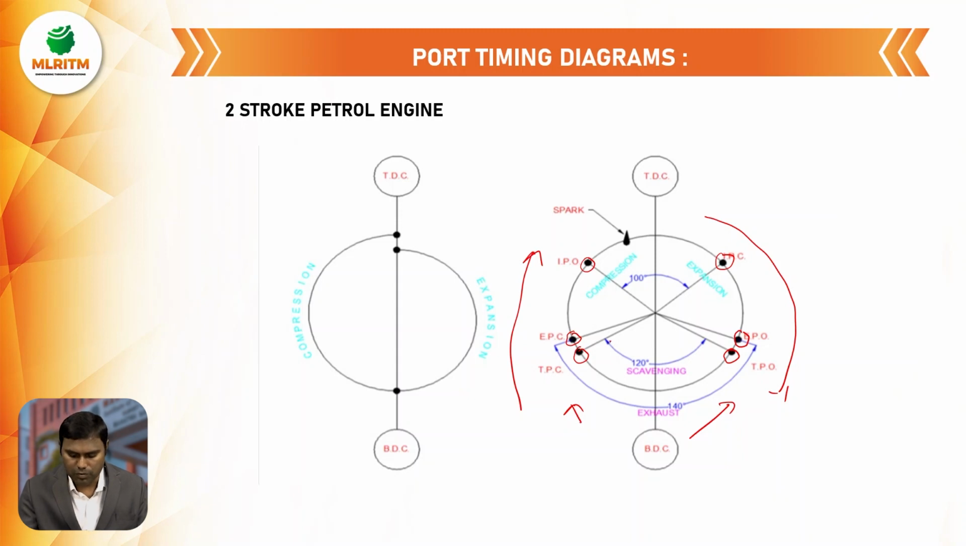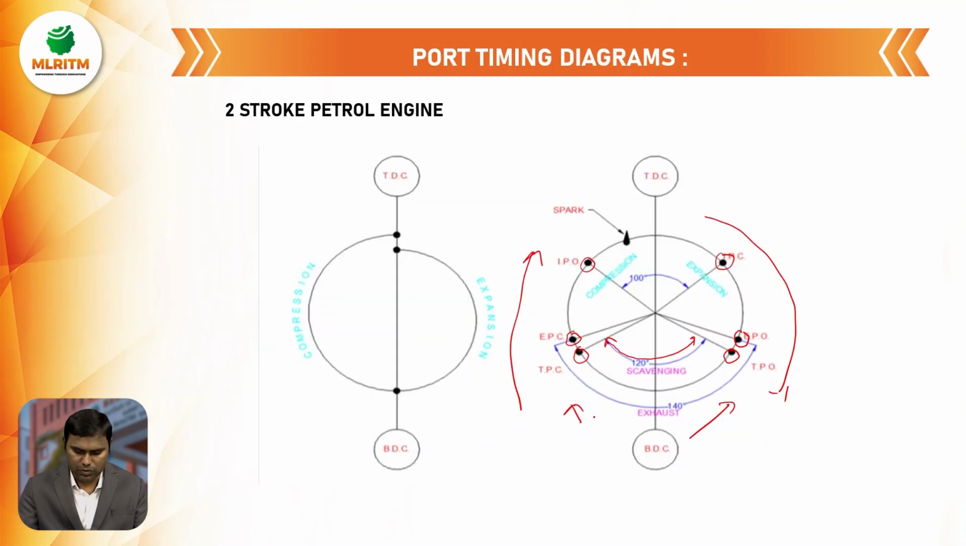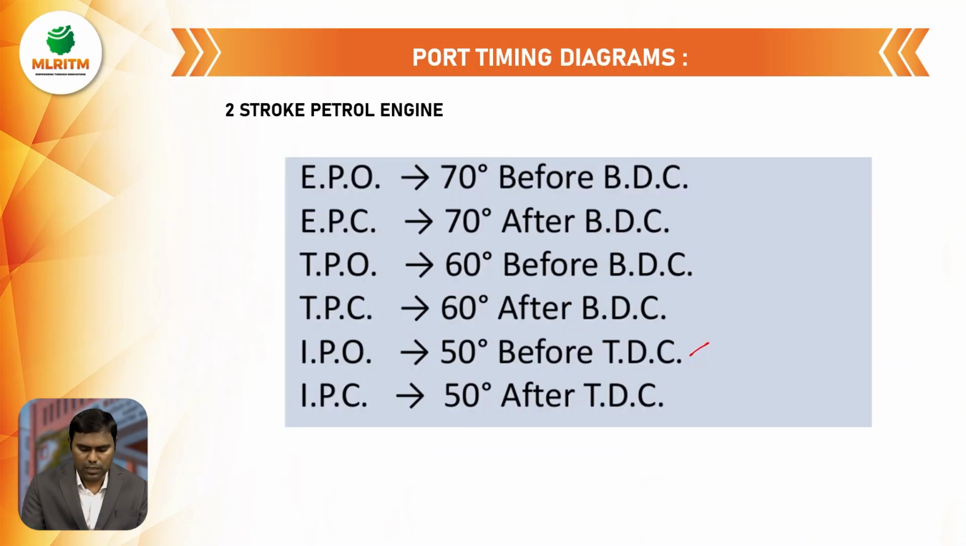This angle is almost 120 degrees. This angle is called the scavenging angle, 60 degrees after BDC and 60 degrees before BDC. The inlet port opens 50 degrees before TDC, and it closes 50 degrees after TDC. This is 50 degrees, and this is another 50 degrees. Next, the transfer port opens 60 degrees before BDC, and it closes 60 degrees after BDC.